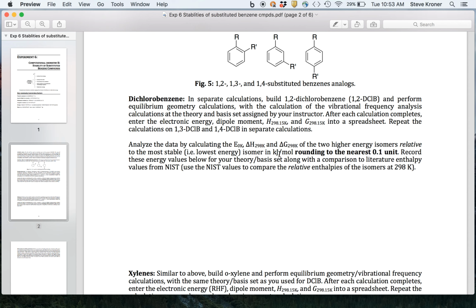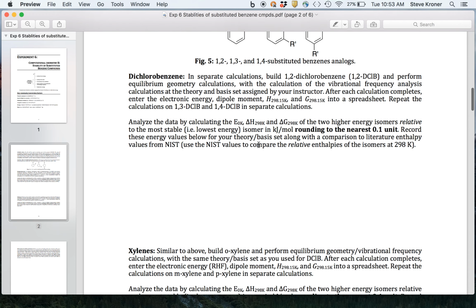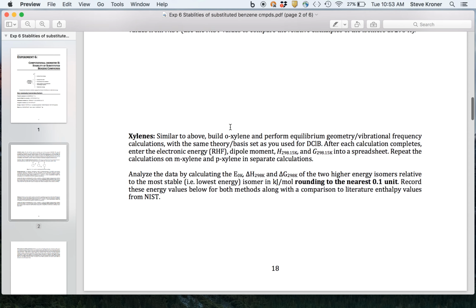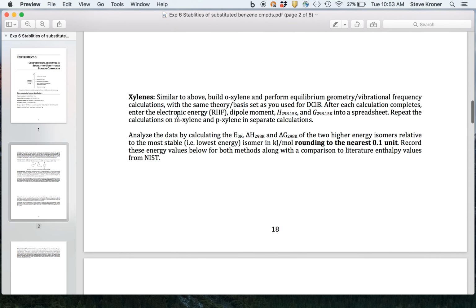in kJ per mole. What you want to do is try to figure out which one of those is the most negative, hence the most stable, and then figure out how much higher in energy the other two isomers are relative to that most stable isomer. What we're kind of doing here is getting a sense of how a chlorine atom on a benzene ring, where does it want to be relative to another chlorine atom to have the greatest stability?